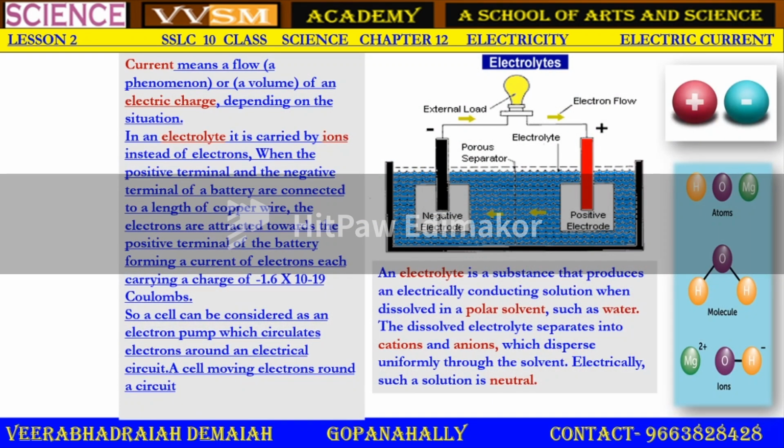See, in an electrolyte, current is carried by the ions instead of electrons. So when the positive terminal and the negative terminal of the battery are connected to a length of copper wire, you can see that an electrolyte is a substance that produces an electrically conducting solution when dissolved. Water is a polar solvent. That is, water is the universal solvent. Now, this is very important.